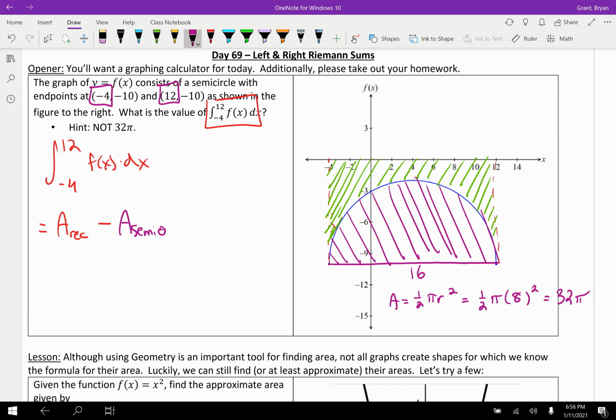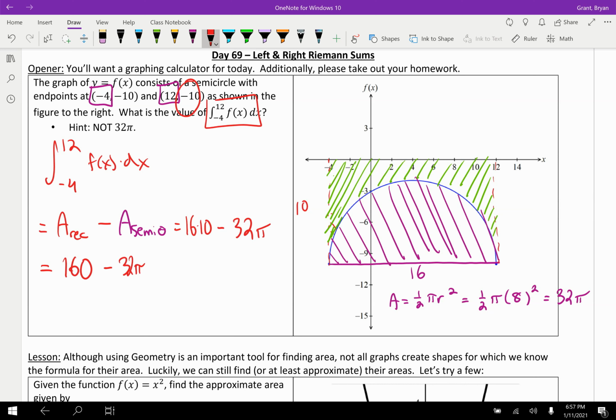Well, the area of the rectangle is 16 wide, and then how tall? Well, we can see that that's 10 right there. So it's 16 by 10. And then we have to subtract out the area of the semicircle, that's 32 pi, and we're looking pretty good so far. So what does this look like to me? Well, this answer I think is going to be 160 minus 32 pi.